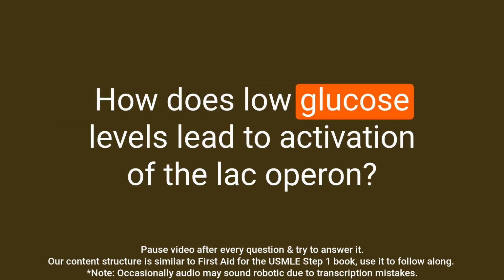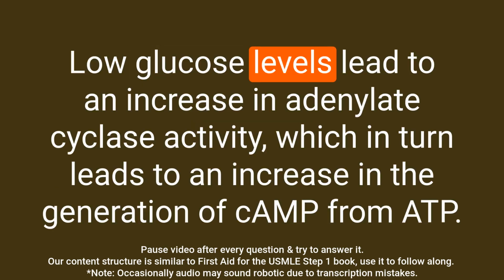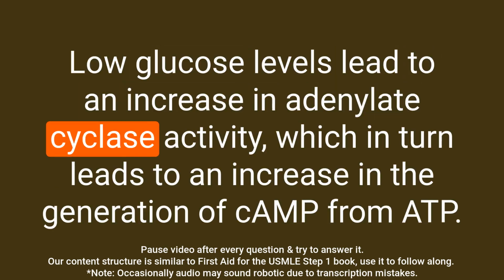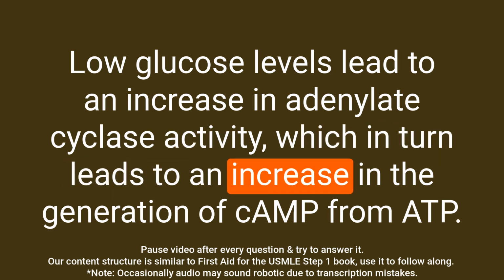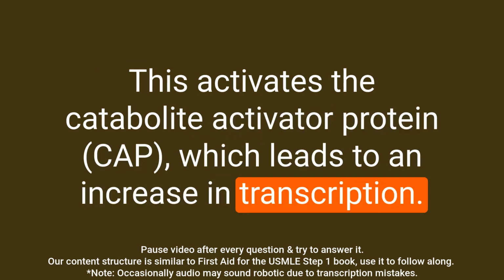Question: How does low glucose levels lead to activation of the Lac Operon? Answer: Low glucose levels lead to an increase in adenylate cyclase activity, which in turn leads to an increase in the generation of cAMP from ATP. This activates the catabolite activator protein, which leads to an increase in transcription.